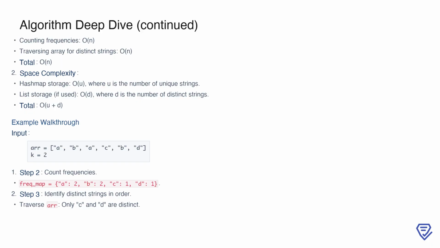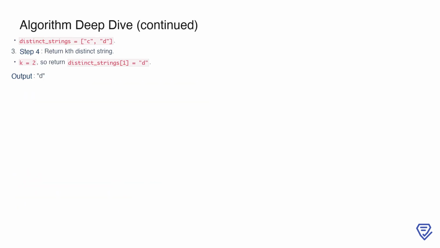This makes the algorithm highly efficient in both time and space, especially when compared to less optimal approaches that might involve sorting or additional data structures. Now, let's apply this algorithm to a concrete example to see how it works in practice. Consider the input array ARR equals A, B, A, C, B, D, and K equals 2.